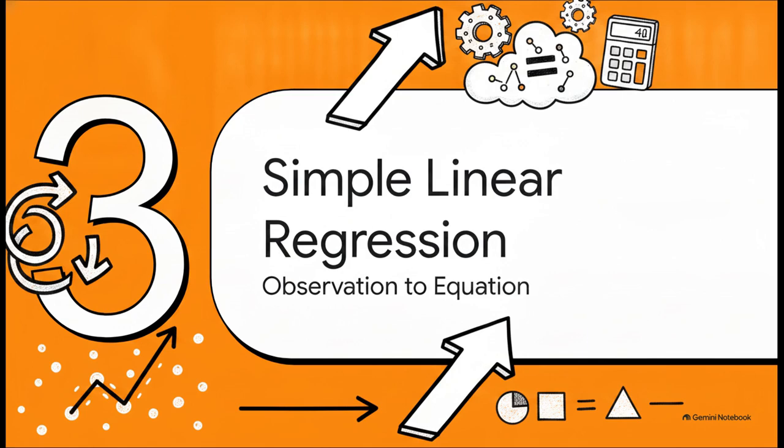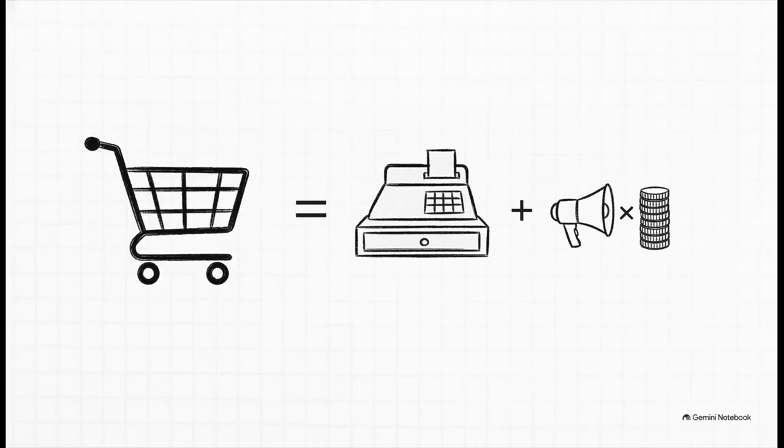Simple linear regression, from observation to equation. Now, what's really interesting here is that while correlation shows us a relationship exists, it still doesn't give us a practical equation to actually make future predictions. But we can take the classic mathematical formula for a line, y equals b0 plus b1x, and translate that into plain English business logic. So for our retailer, that becomes predicted sales equals 500 plus 20 times the advertising spend. We've literally taken an abstract algebraic concept and turned it into a direct, usable business forecasting tool.